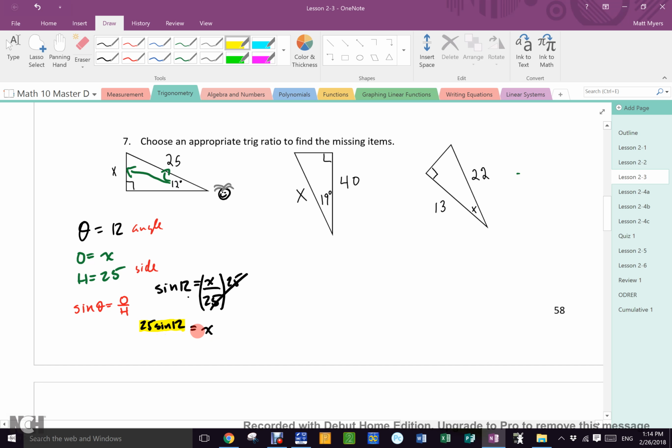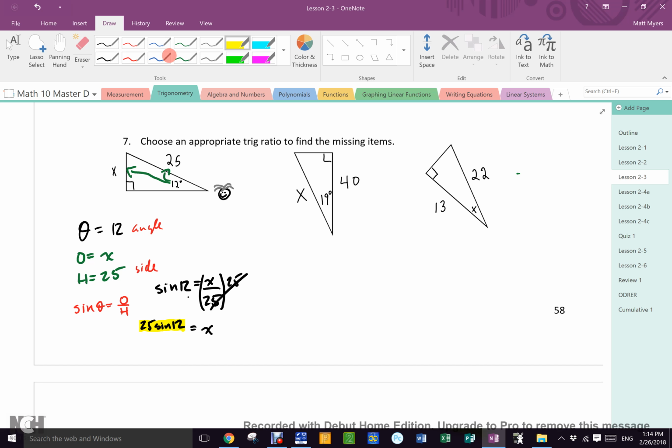This is trig. Past that, it is calculator. Okay? And how do you enter that in your calculator? That depends on your machine. It is either 25 sine 12, close brackets, equals, or 12 sine times 25 equals. You need to know how your machine works to get that answer. Okay? And what is your answer?